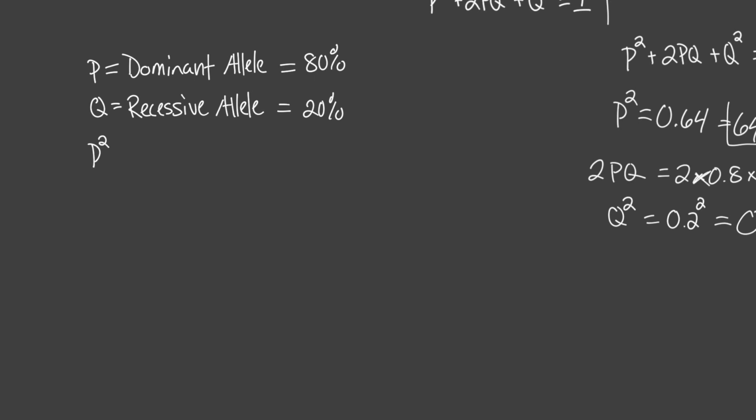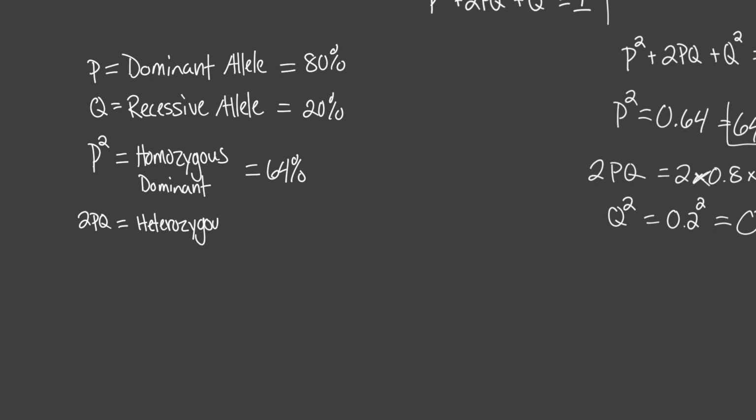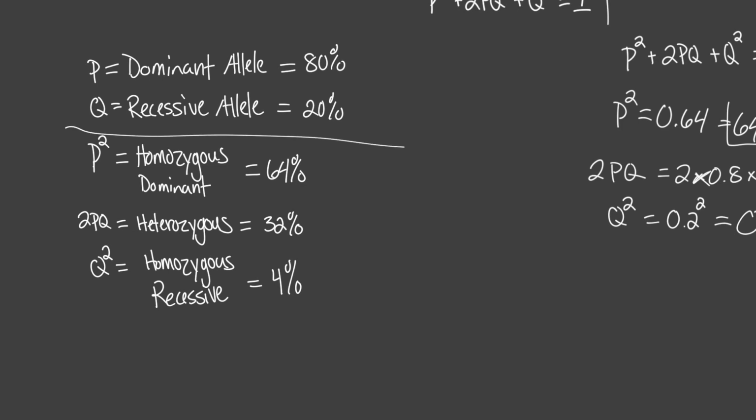P squared, which equals the homozygous dominant genotype, we got a value of 64%. 64% of the organisms were homozygous dominant. For our 2PQ, which equals heterozygous for the genotype, we had 32% of the population. And for Q squared, which equals homozygous recessive, we had 4% of the population. So this is all the data, both for the total alleles in a population up here and the actual genotypes within that population as well.